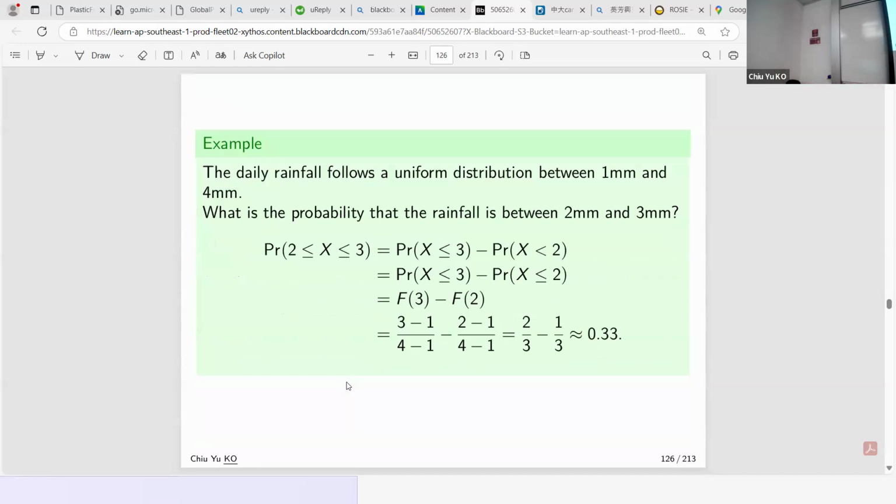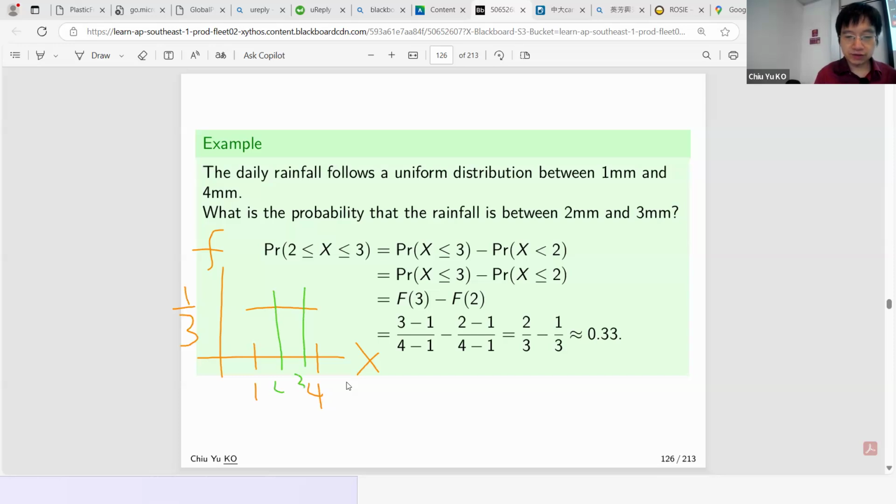So this is another example, just to make sure that you understand, right? What is the rainfall between 2 mm and 3 mm? Of course, you can calculate this as F of 3 minus F of 2, and it's 1/3, right? But if you understand the logic we discussed, x is between 1 and 4, the small f is 1/3 here. Between 2 and 3 will be just this area. The base is 1, the height is 1/3, so 1/3, done. Of course, you can use F of 3 minus F of 2: F of 3 will be 2/3, F of 2 will be 1/3, then it's still 1/3, right? One way or the other.